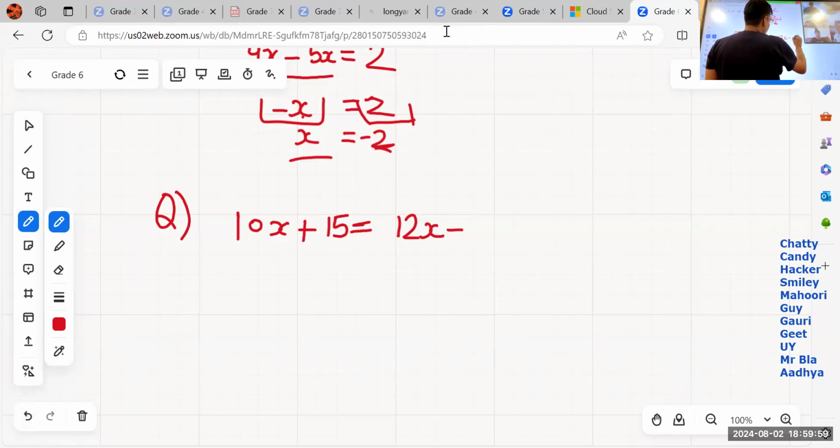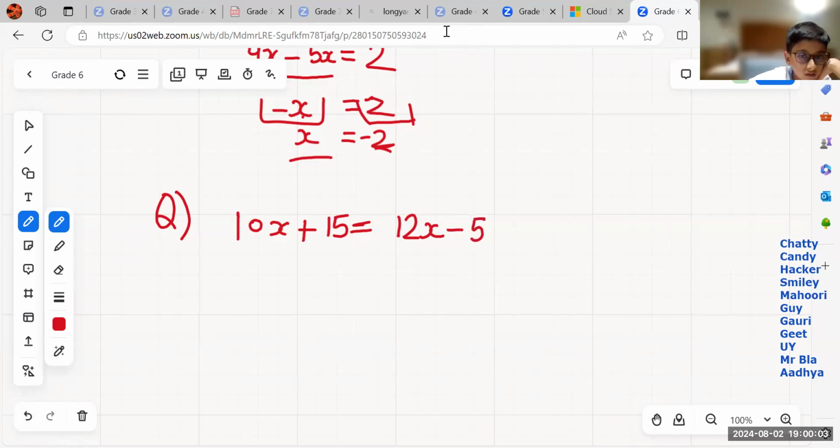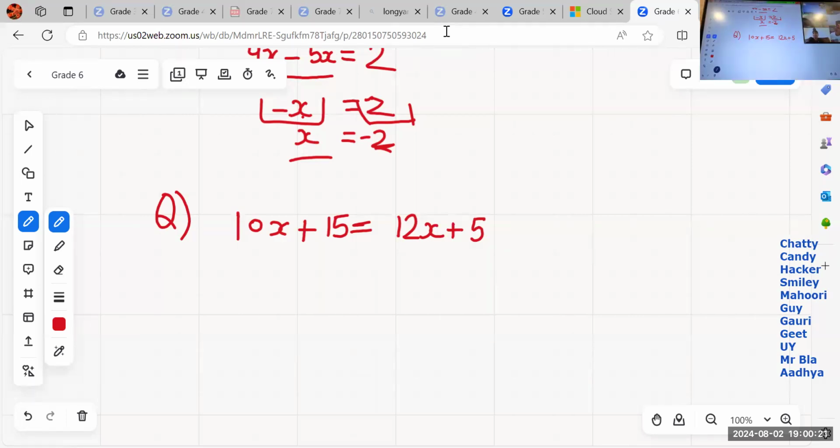Guys, I am changing the question a little bit. Okay, this looks very tough. It's easy, guys. One number on the right side, one number on the left side. Bring the numbers to the right side. Bring the variable part to the left side. It's not that tough at all.